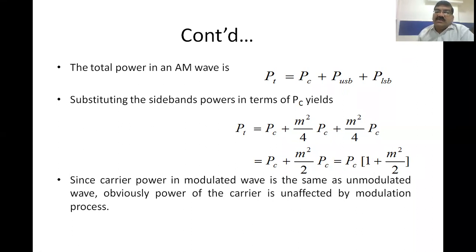Since the carrier power in the modulated wave is the same as in the unmodulated wave, obviously the power of the carrier is unaffected by the modulation process. This is for the full signal, that is the full carrier, where both the carrier and both the sidebands are there. So this we already understood.